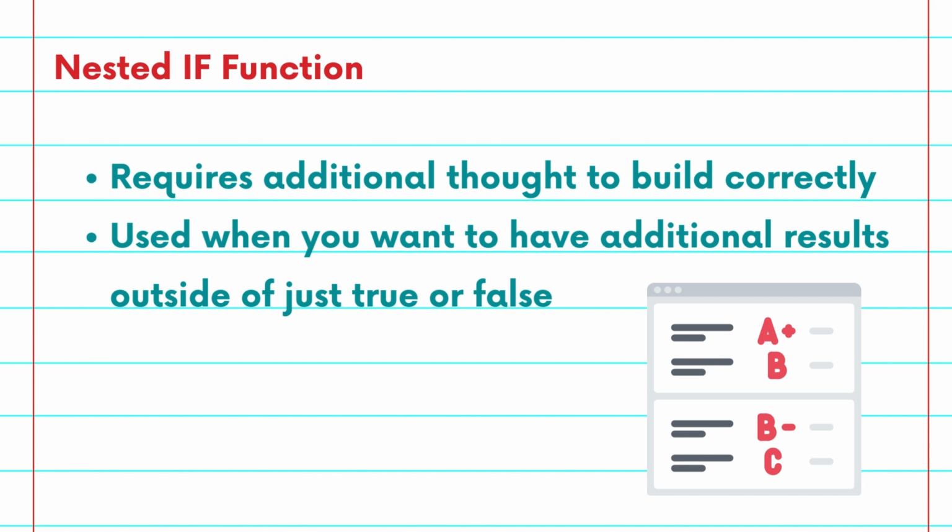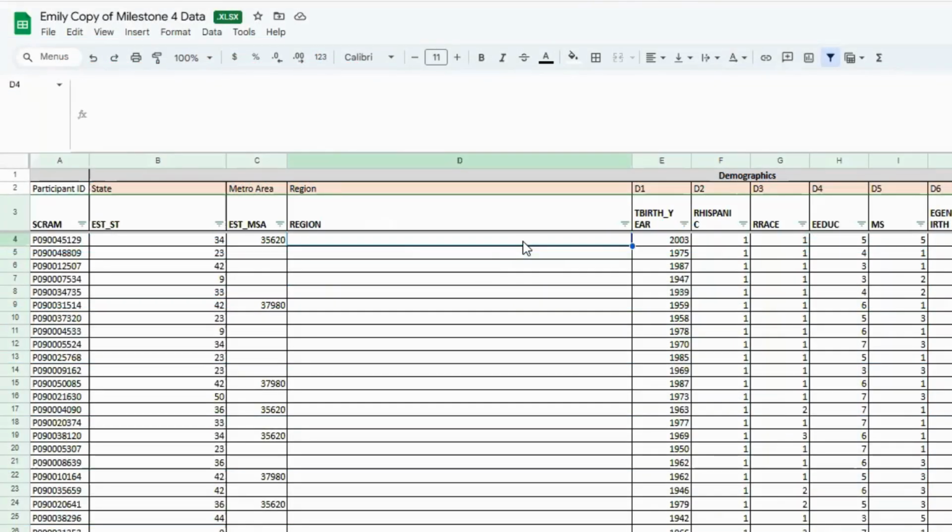So let's use our data for an example. In our project, we want to create an if function to tell us if a U.S. state belongs to one of four regions, Northeast, South, Midwest, and West, and which of those regions it belongs to.